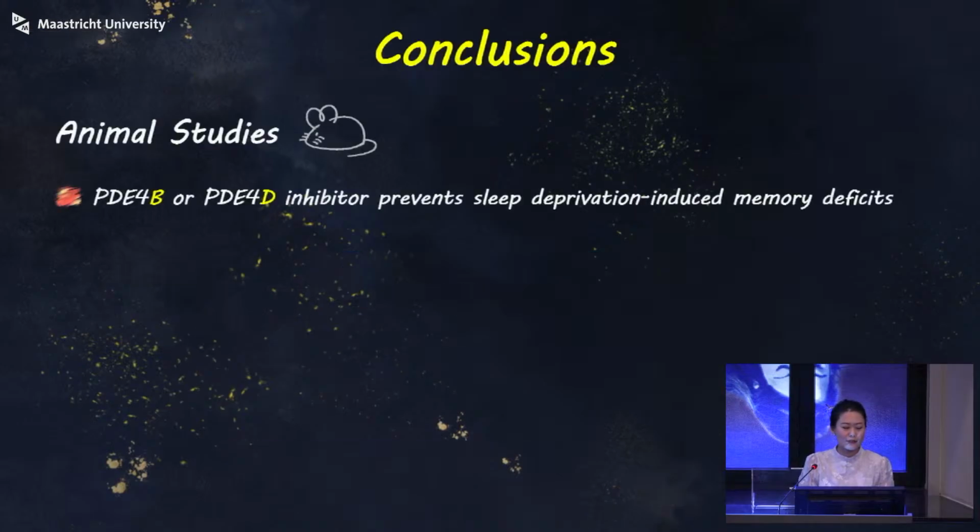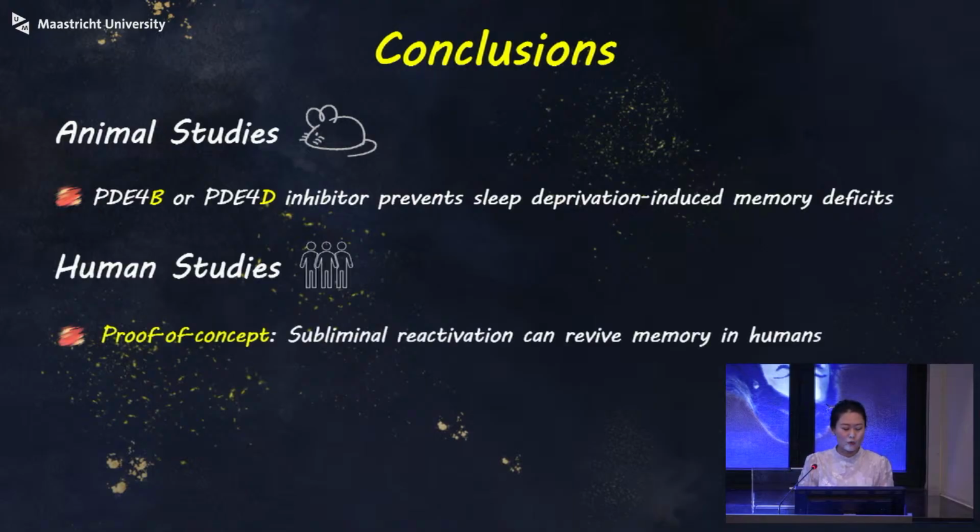In conclusion, in animal studies, we found a PDE4B or D inhibitor prevents sleep deprivation-induced memory deficits. And since we already know PDE4A can also improve memory performance, our findings suggest that a non-selective PDE4 inhibitor may be more effective than just targeting only one subtype.